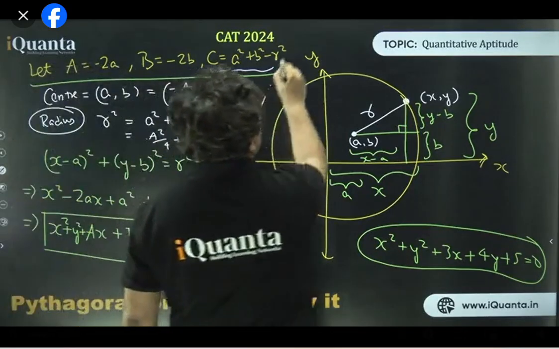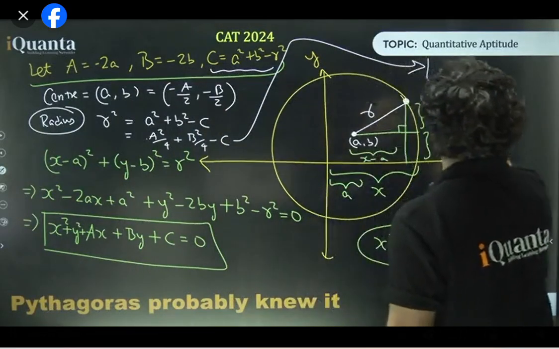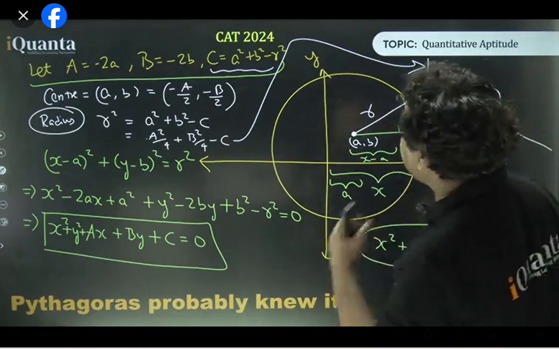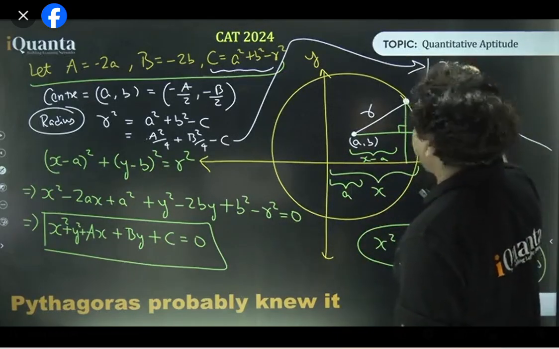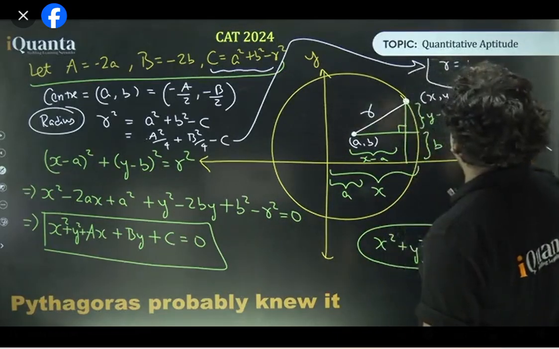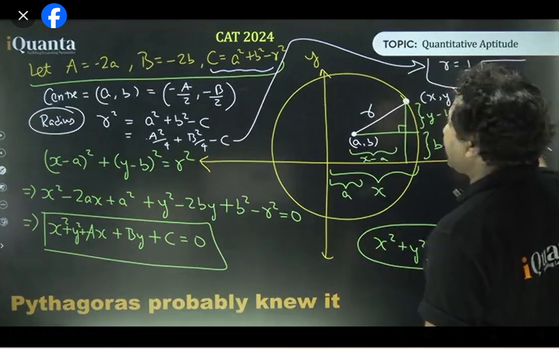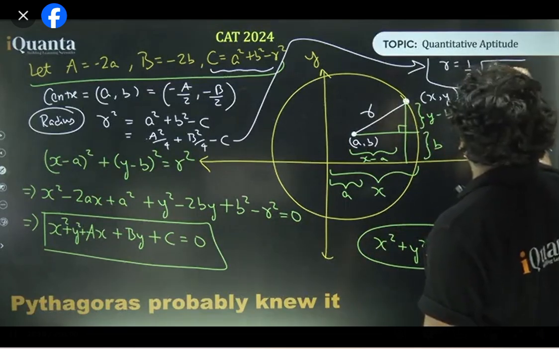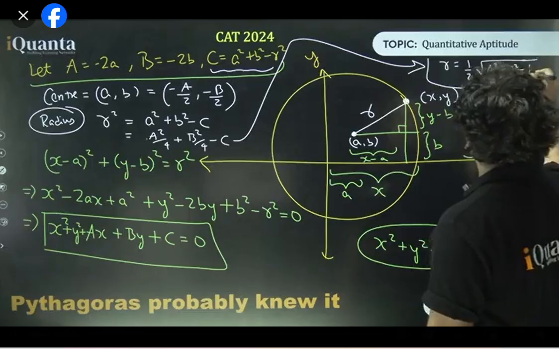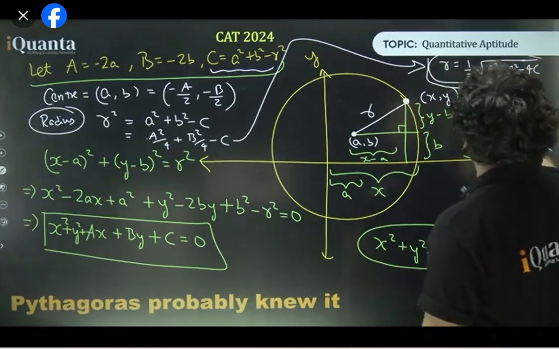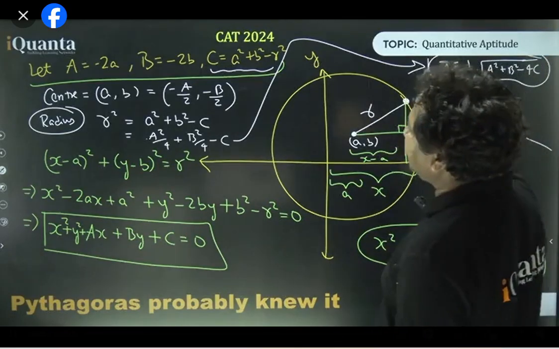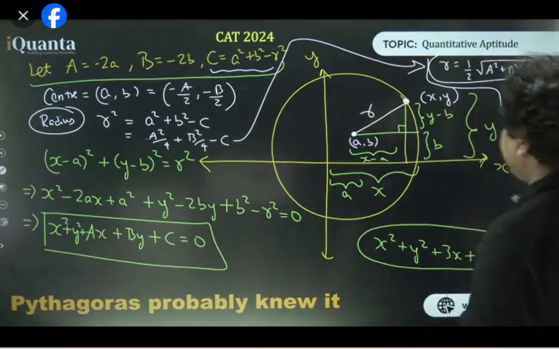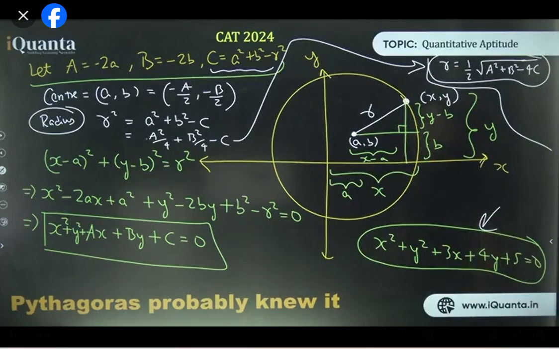Let me write this here, okay? So the value of r will be 1 by 2 times the square root of A square plus B square minus 4C. This is the formula for finding the radius, and this is the formula for finding the center in an equation which looks like this. Is that clear?